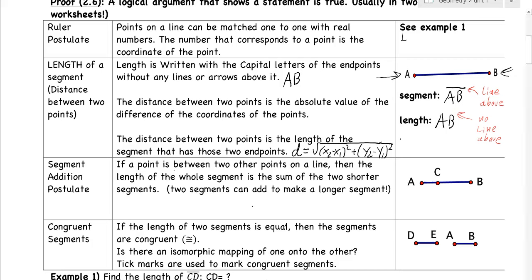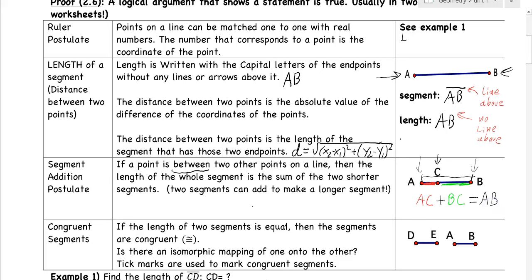That word between is very important here because it's the point that tells you that this is a straight thing. C here has to be in between A and B. We know how to write length as two letters thanks to our last definition, the length of a segment. So this says the length of the whole segment is the sum of the two shorter segments. So the two shorter segments are AC and BC. Sum means add those two together, and it should equal the length of the whole segment, which is from A to B.